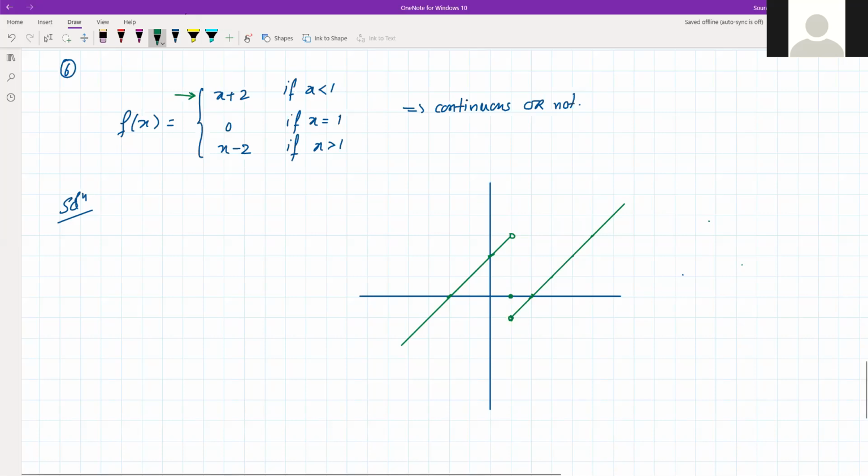From the graph itself, if I ask you what is its left hand limit and what is its right hand limit, the left hand limit is actually this point. So this point is what? This point is 3. So left hand limit is 3 and right hand limit is -1. So left hand limit is not equal to right hand limit. So limit does not exist.